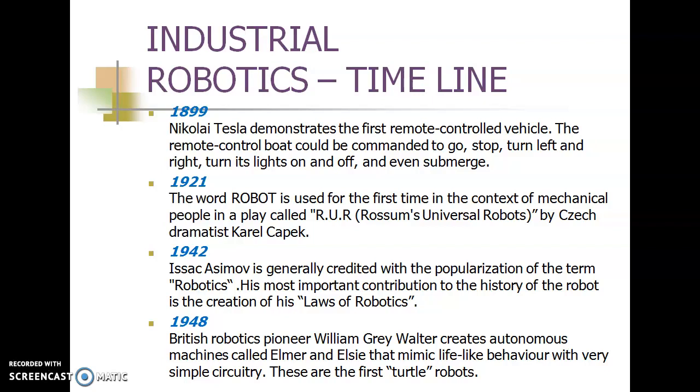So all these things the boat can do. It will go, stop, turn left, turn right. It has some lights actually. The lights can be turned on and off, and it can even submerge. It looks like a very simple thing, but at the time of 1899, it was a major breakthrough actually. So Tesla had done that.